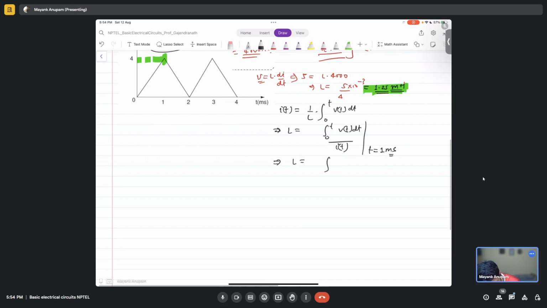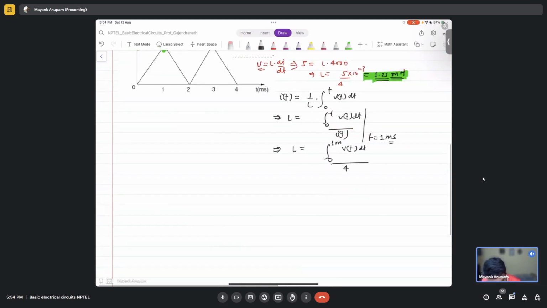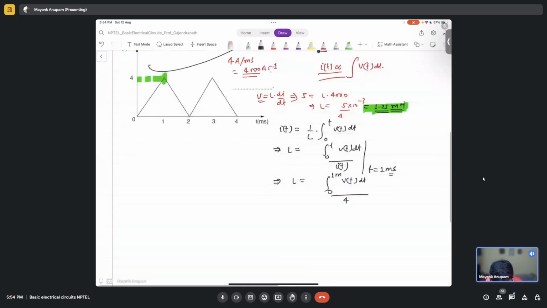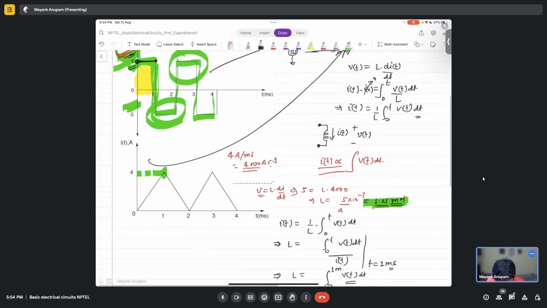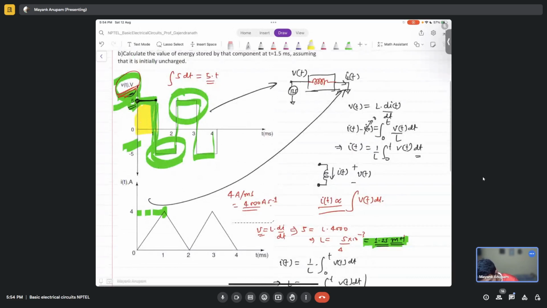L is equal to the integral from 0 to 1 millisecond of v of t dt upon I of t at 1 millisecond, which is 4 amperes. So you have to find what is v of t dt from 0 to 1 millisecond. Basically, what will that be? Area under this curve, right? The integral of this from 0 to 1 millisecond will be simply the area under this curve.